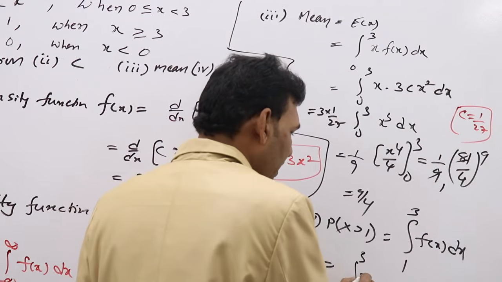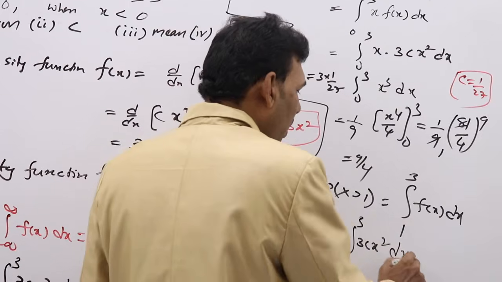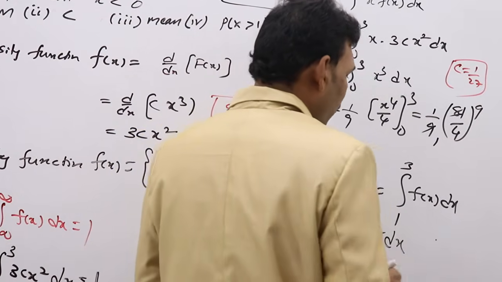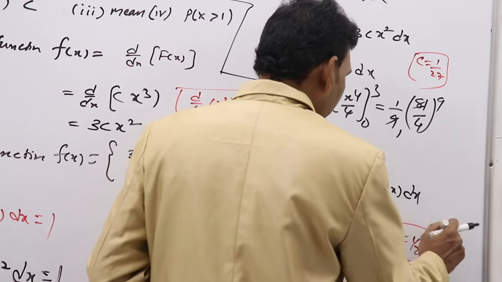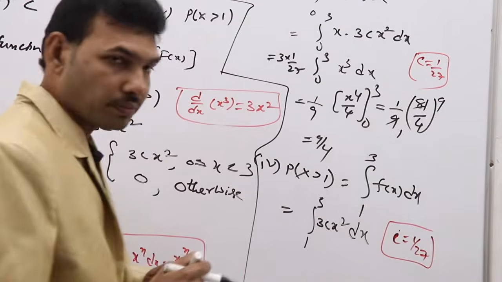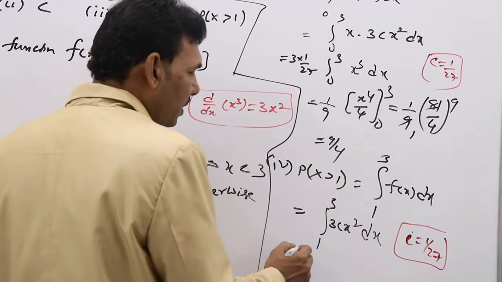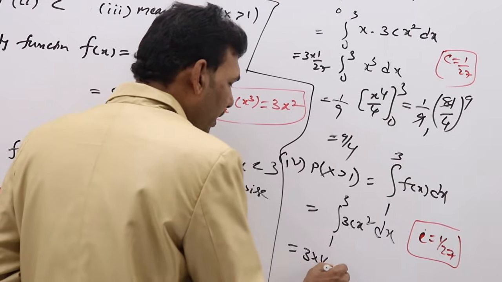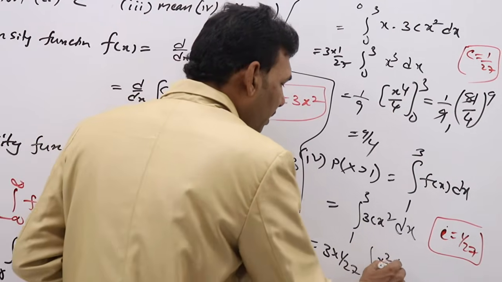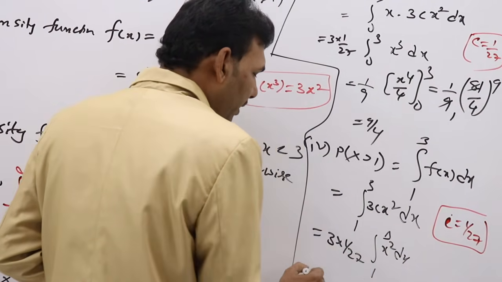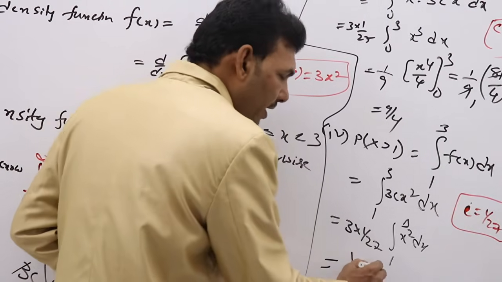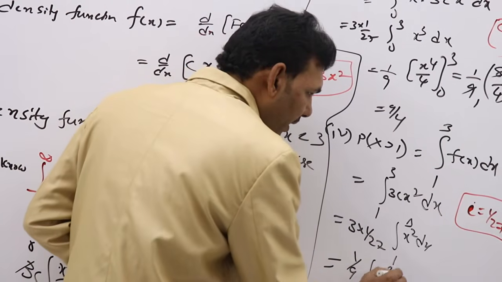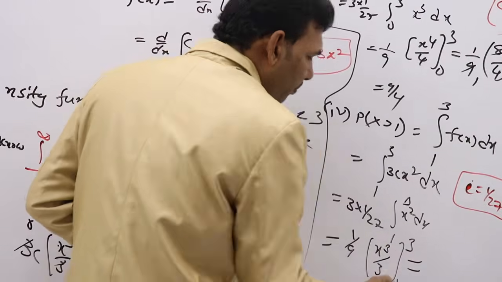f of x is 3c x square. What is c? We know the c value is 1 by 27. Write in the place of c 1 by 27. Integral 1 to 3, 3 into 1 by 27 x square dx. Integral of x square is x cube by 3, from 1 to 3.